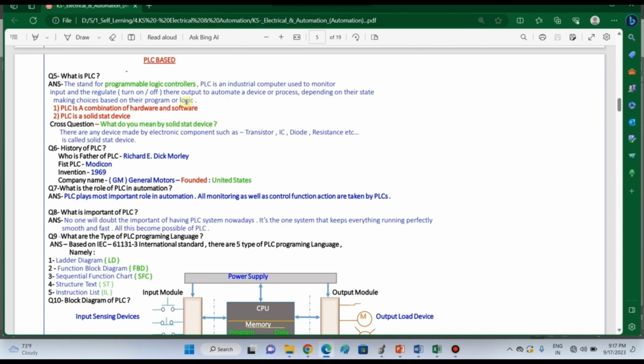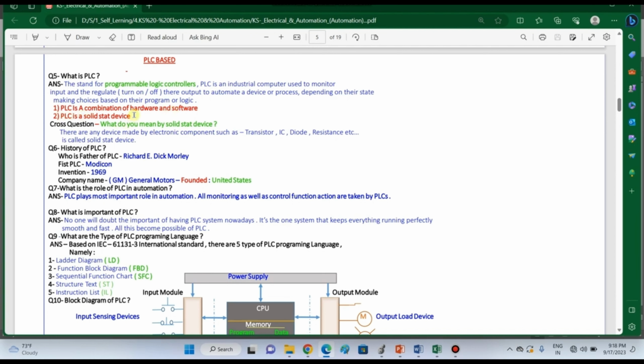Program I write in the PLC, just like if I write in PLC, output will be on when I press input. When I press first input, then output will be on. So just like same, when I press the input, output will be on based on the program. PLC is a combination of hardware and software, obviously, because without hardware we cannot do the program in the PLC.